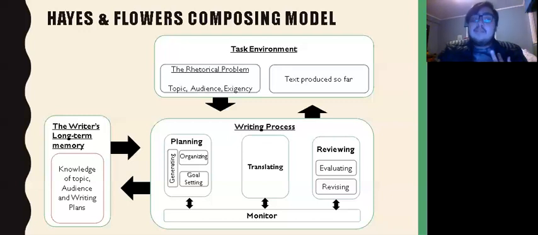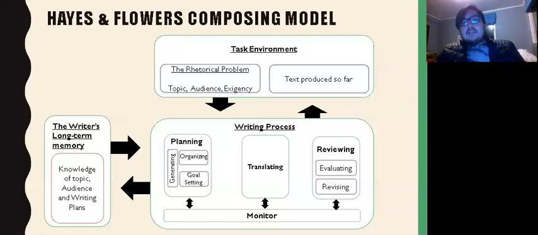Do I have an audience for the topic? What's the exigency? What's the level of exigency that this task needs to achieve? And it also contains context: the text produced so far. Text produced so far, under rhetorical problem, are things that are actively trying to engage the writing process, because every single paragraph that someone would write affects in some way the paragraphs to come.